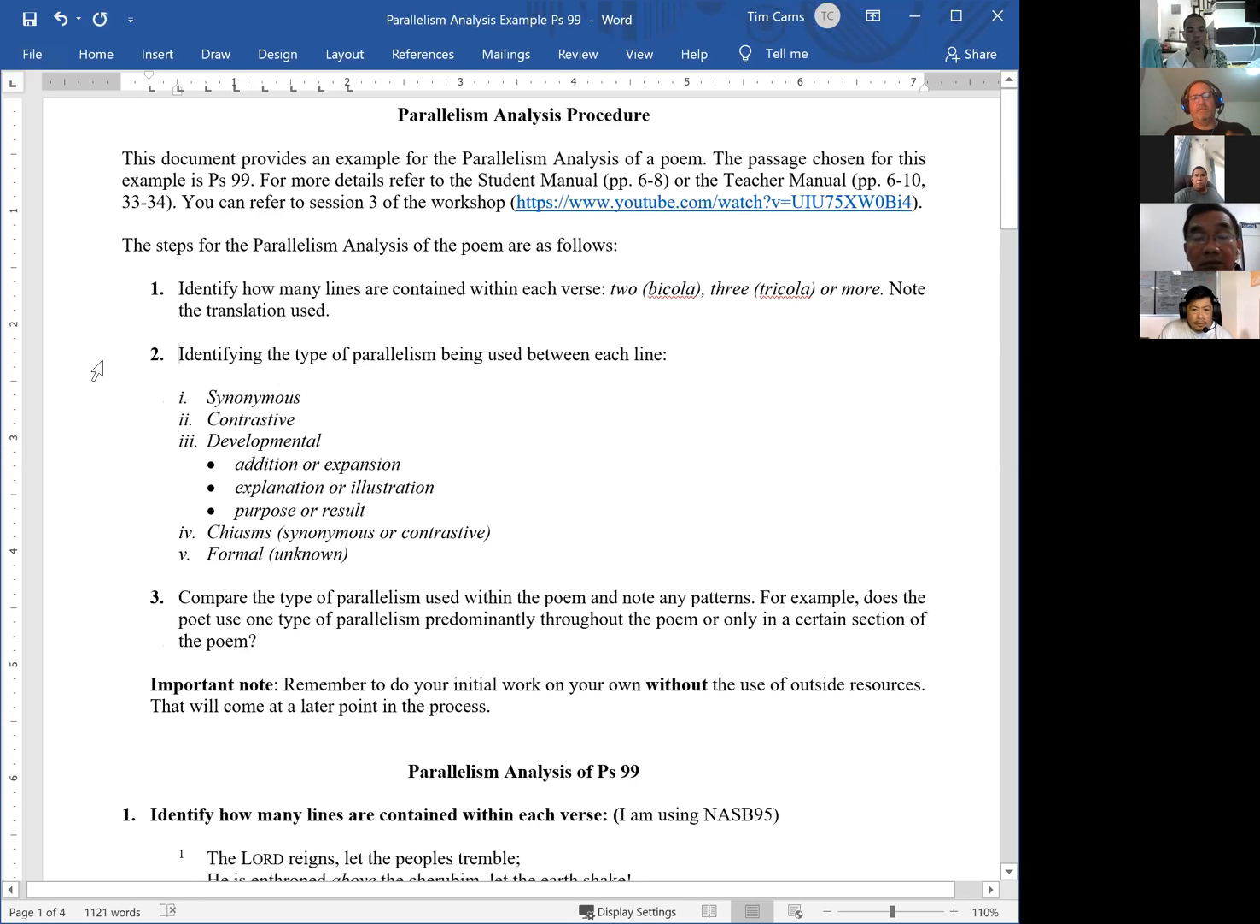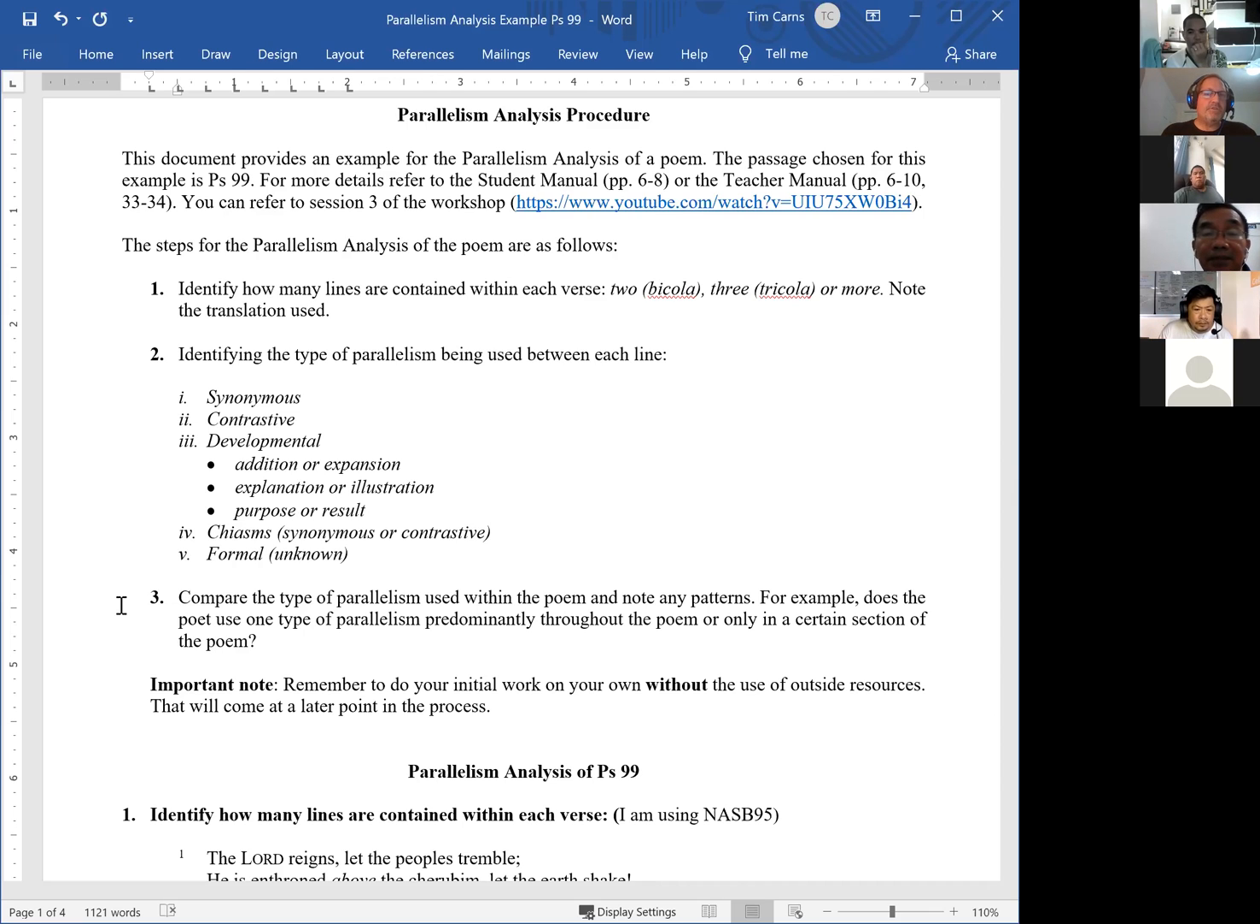And then the third step, after you've identified the parallelism in each verse, is to take a step back and look at all the verses and the parallelism used in each verse and see if there are any patterns. Sometimes there are, sometimes there aren't. If you see the poet using one type of parallelism for almost every verse, and then there are 1 or 2 verses where he uses a different type, that may be intentional, so you just want to take note of that. Or sometimes you'll see one type of parallelism used in one stanza and another type used in another stanza. Those are things to pay attention to. Not every poem has a pattern, but sometimes they do, and that's something you want to pay attention to.